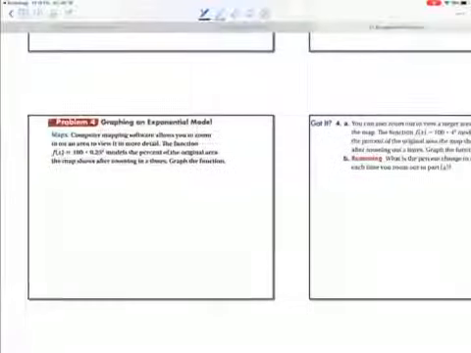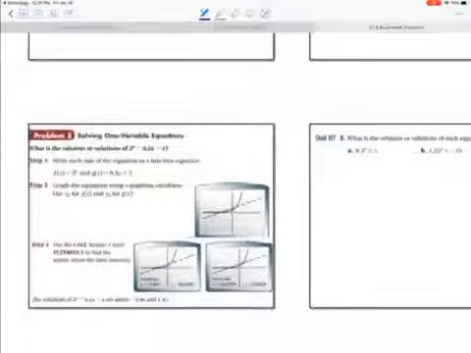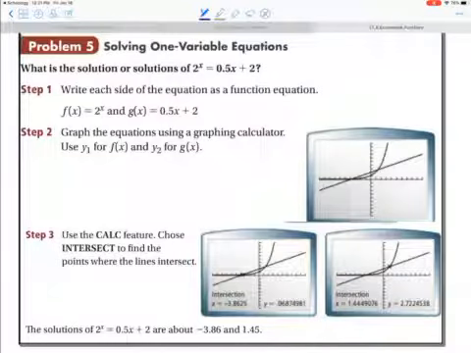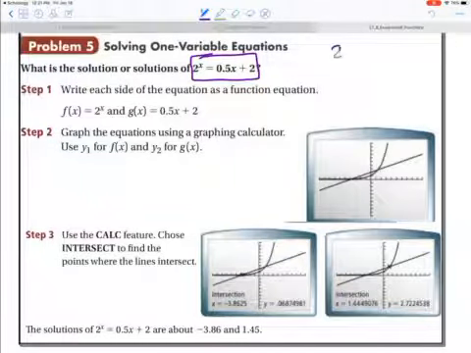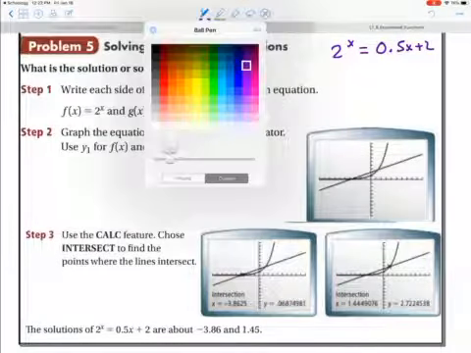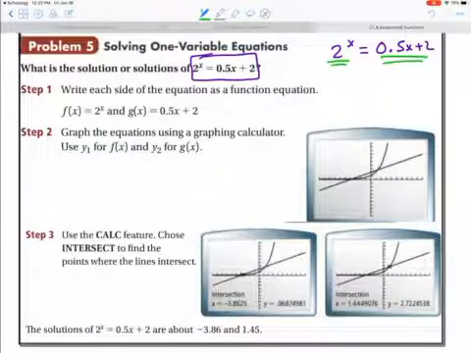I'm going to move down here. There's another word problem you could use for retake contract work. I want to show you this problem. What is the solution to this? What we see here is 2 to the x equal to 0.5x plus 2. I see two equations. I see the left side and the right side.